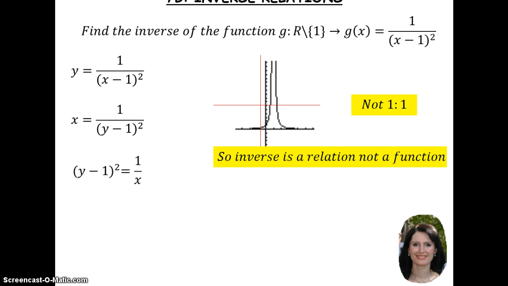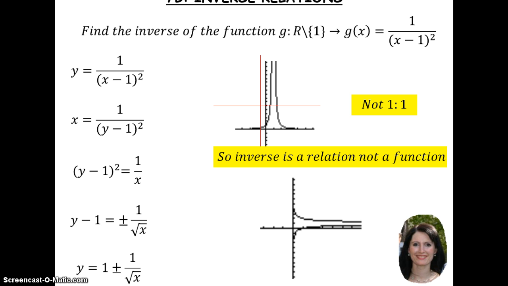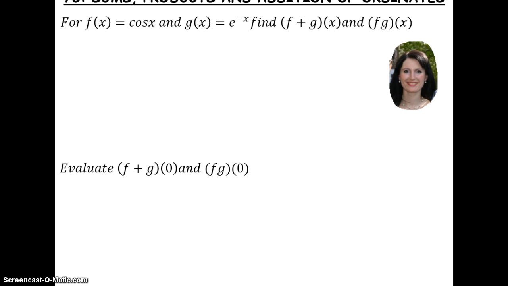And then how I've done that, I've multiplied by (y minus 1) squared on both sides, and then divided by x on both sides. So that's how we just swap those around. And then I take the square root, plus or minus of course, and then finally add 1. And that's what it would look like. And that's all of 7B.